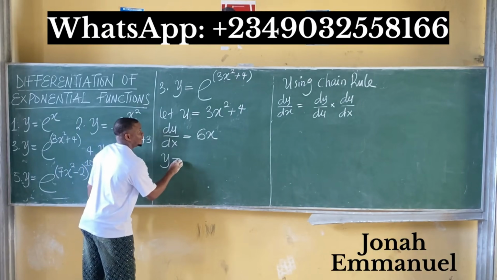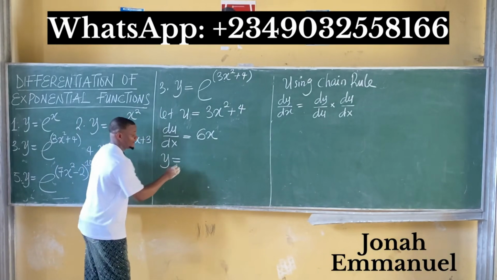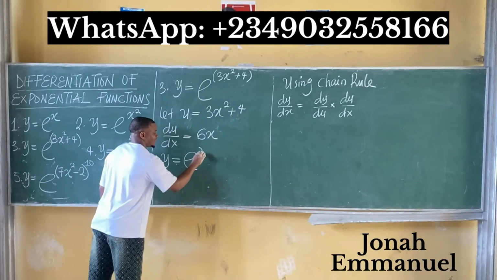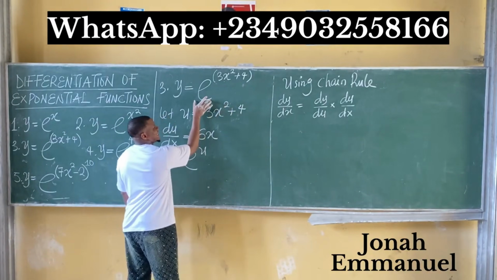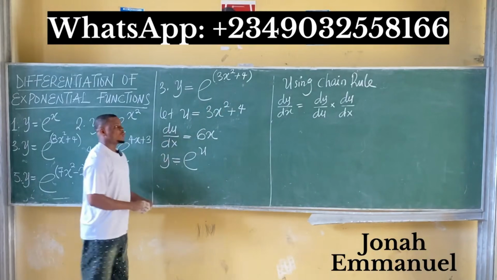What's the next step there? Y will be equal to what there? Check your note. What do you have there? Exponential U. That's what we said, because we've called this U. It becomes exponential U.